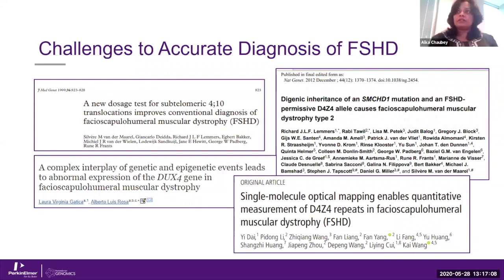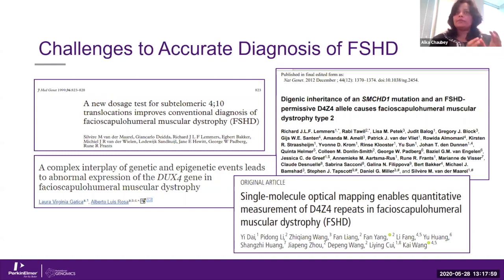There are a few publications on the slide where you can see that it is very important to discern between chromosomes 4 and 10 when you're trying to detect these D4Z4 arrays, and also how this contraction leads to an abnormal expression of the DUX4 protein that then causes the Facioscapulohumeral muscular dystrophy phenotype. Then you can also see in the top right-hand side screenshot that digenic inheritance in presence of the D4Z4 permissive allele, or with the A polymorphism, causes FSHD2. So a lot of research has gone in, a lot of studies have been performed.